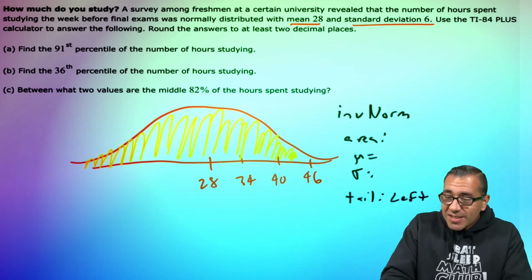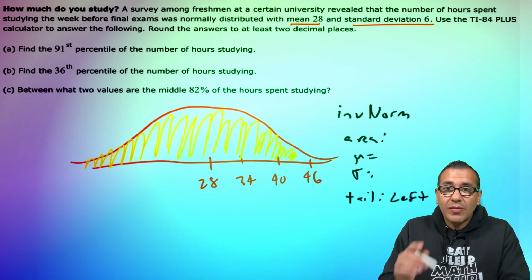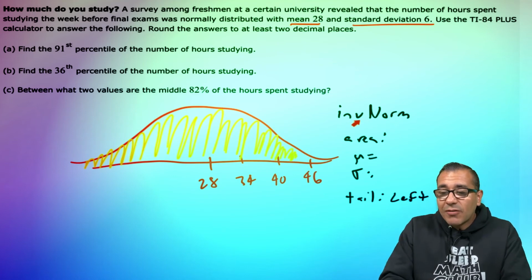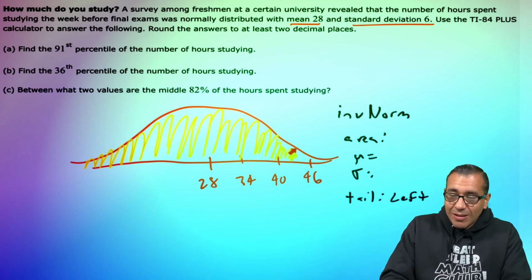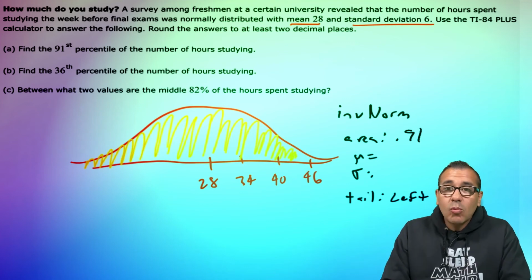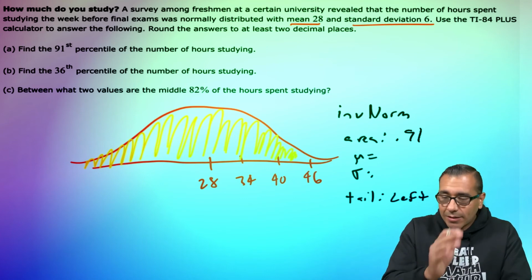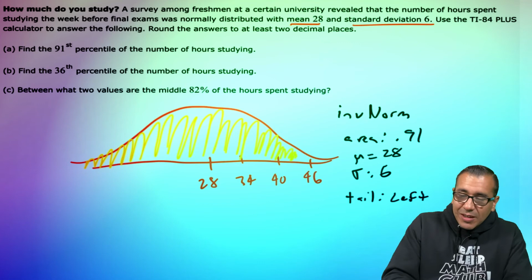If your program doesn't ask you for any of this, then what your program is telling you is that it needs the left area. If you go and watch my video, I'll also link that one down below, on how to use inverse norm, if you're not comfortable with that. So in this case, our area that we've tried to shade in there is 91%, right? So that's the percentile. So the area is the percentile. Write that down, that's big. Our mean here is 28. Our standard deviation is 6. And again, we shaded that left area.